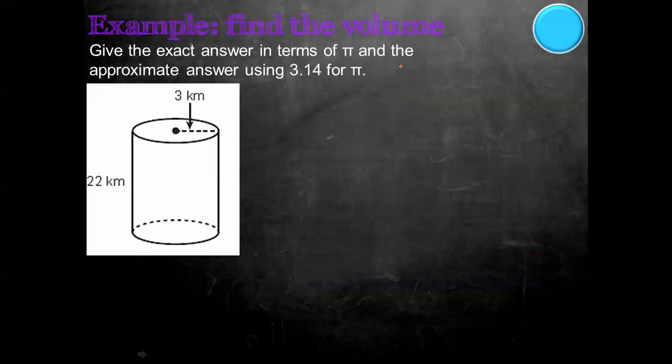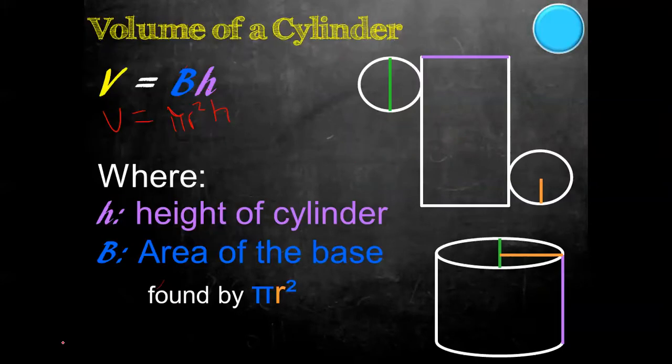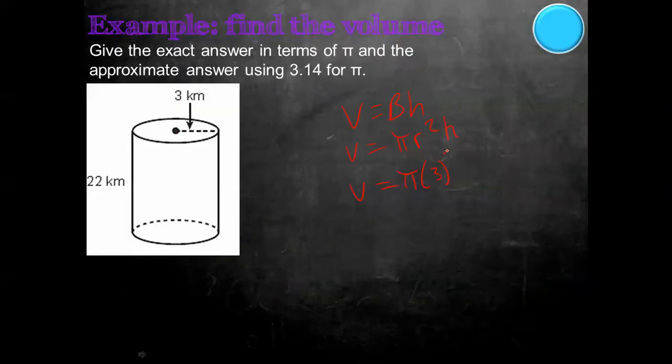So here we want to give the exact answer in terms of pi and the approximate answer using 3.14 for pi. So volume for a cylinder is big B times h, where the area of the base is a circle, so we're going to use pi r squared, then multiply it times h. So we have pi, our radius, which is half the diameter, it's already given to us, is 3. We're going to square that, and then multiply it times the height of the prism, which is 22.